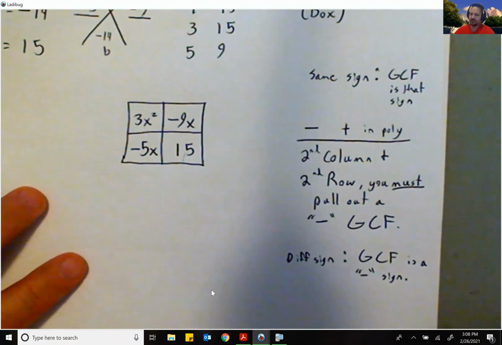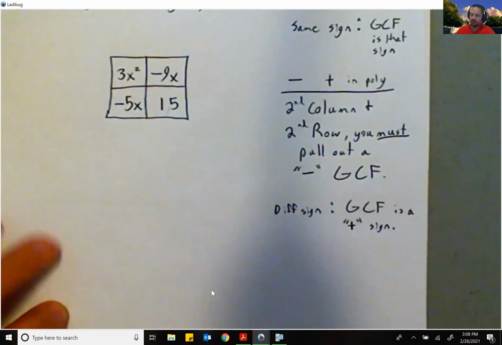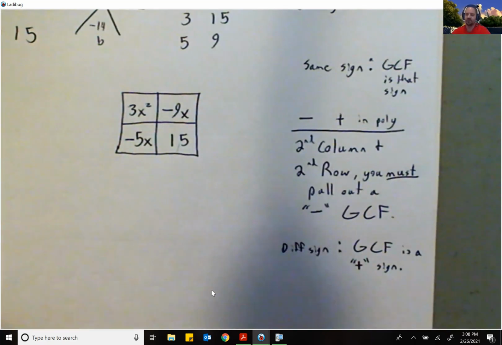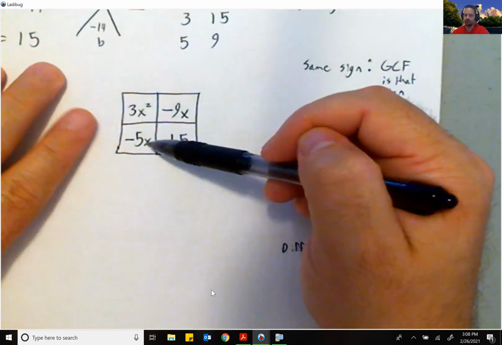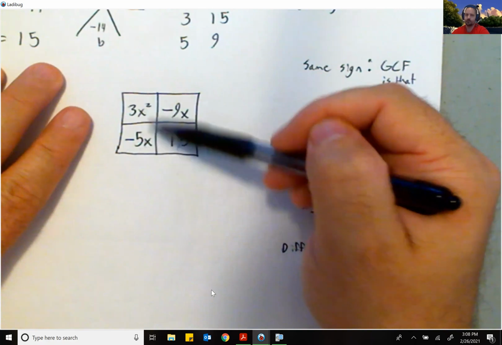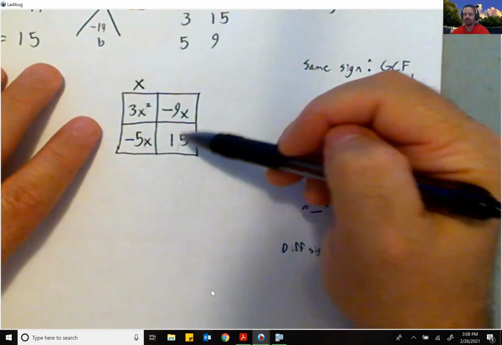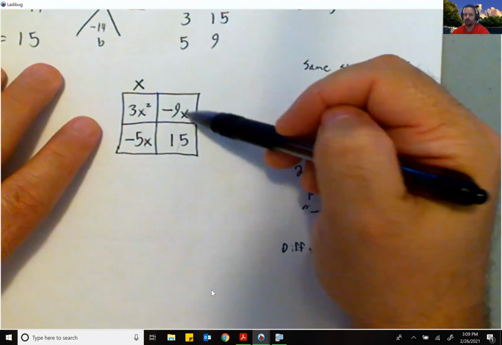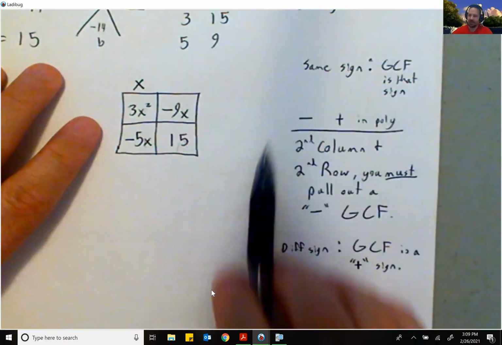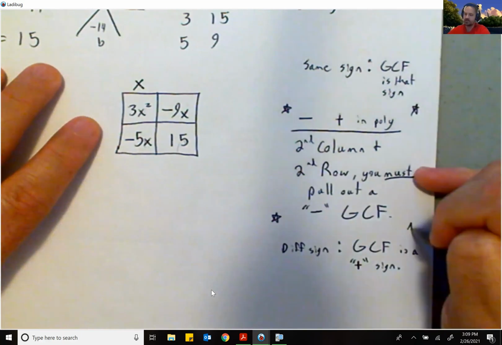Actually, I'm sorry. When it's different signs for the GCF, it remains positive unless it's the exception case. So that's where you've got to be careful. So what's the GCF? What do these two boxes have in common? X. So we pull that out. What do these two boxes have in common? 3. They're divisible by 3, but because this is that exception case, it's not a positive 3 we pull out. It has to be a negative 3.